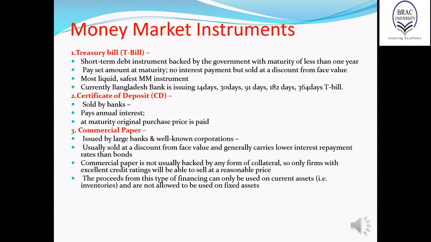There are various kinds of money market instruments. The most common type of instrument is the treasury bill. These are the safest form of money market instrument. Short-term debt instruments, these securities are backed by the government with a maturity of less than a year. And since it is issued and sold by the government and the government cannot default, that is why it is the safest form of money market instrument. And the treasury bill pays a set amount at maturity with no interest payment. However, they are sold at a discount from face value.